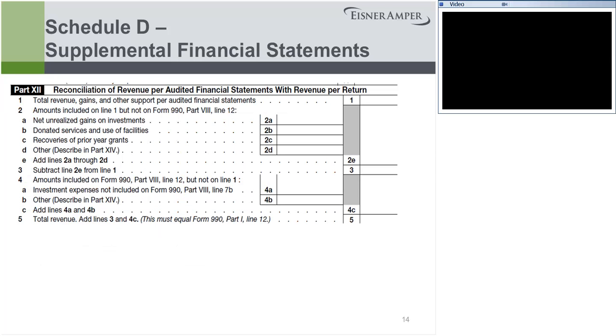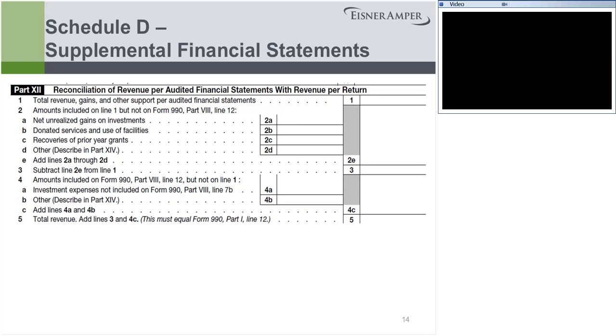So let's take a look at what it looks like. Here it says, let's start with your total revenue, gains, and support from the audited financial statements. And then let's start to back out all of the possible reconciling items. And they give them to you: net unrealized gains or losses, the donated services, and then they say other. If you put something on that other line, you do have to define it in Schedule O. So you will see what other would be.